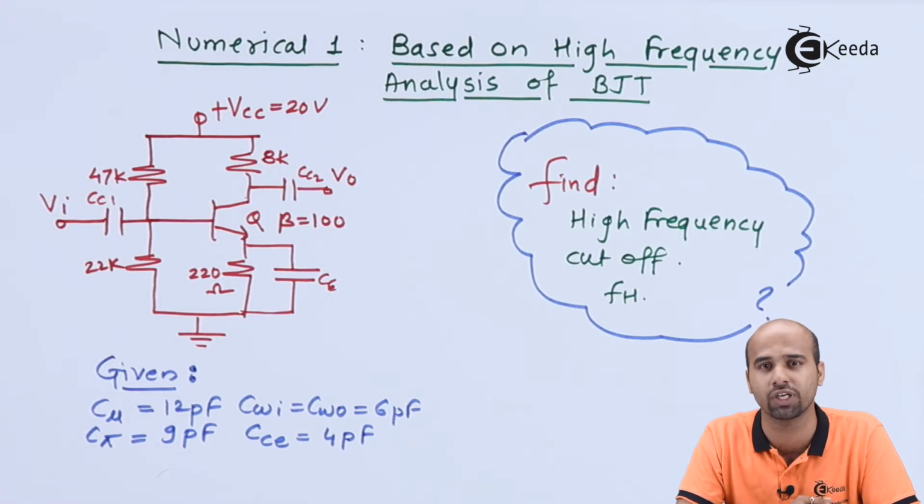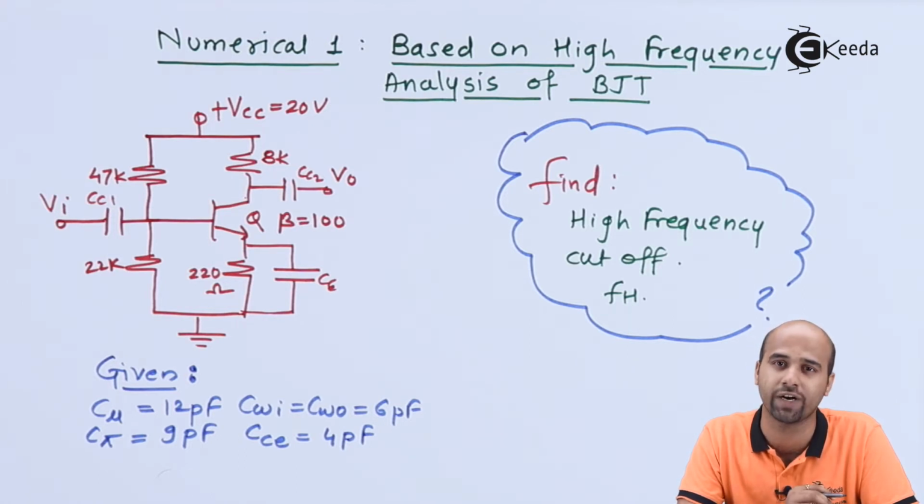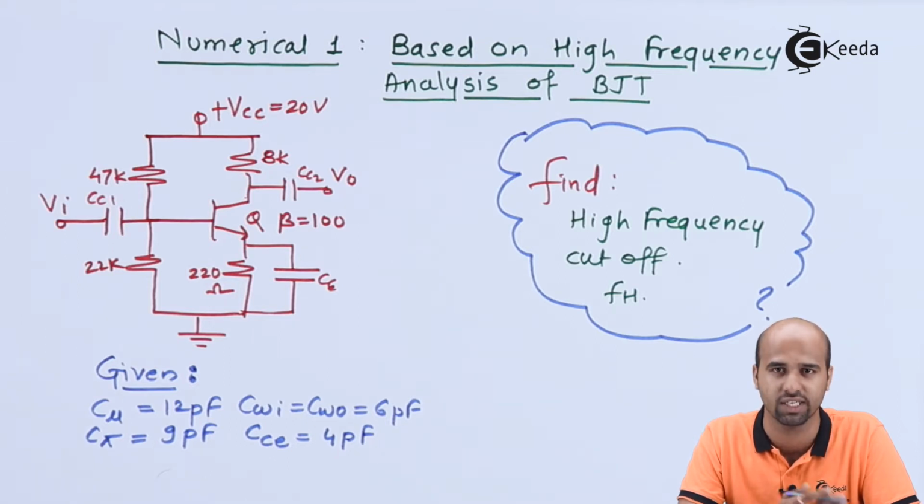For Miller's input and output capacitance, we have to know the gain parameter, but the gain is not yet given, so we have to find out the gain. We have to do DC analysis and AC analysis, because gm and re are not given. So we start from scratch: DC analysis, followed by AC analysis, followed by calculation of Miller's input and output capacitance, and then calculation of FH1 and FH2. So this is the flow for this numerical.